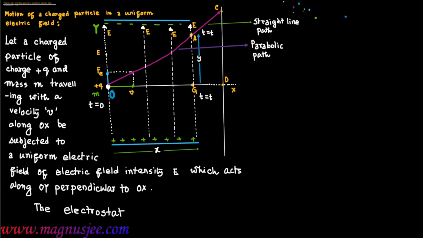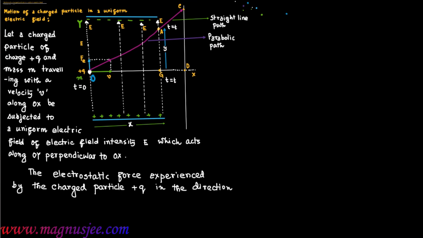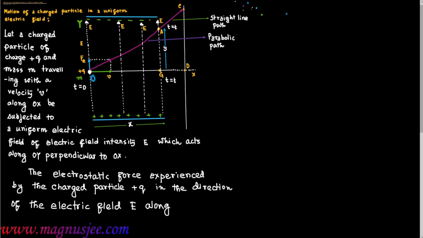The electrostatic force experienced by the charged particle plus q in the direction of the uniform electric field E, along OY, is Fe equal qE, the product of charge and field intensity.